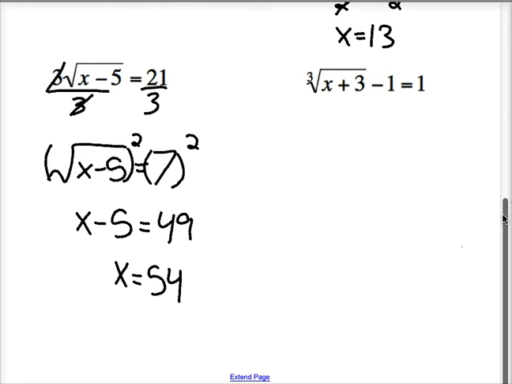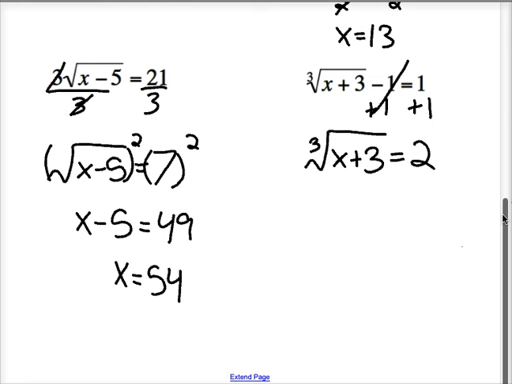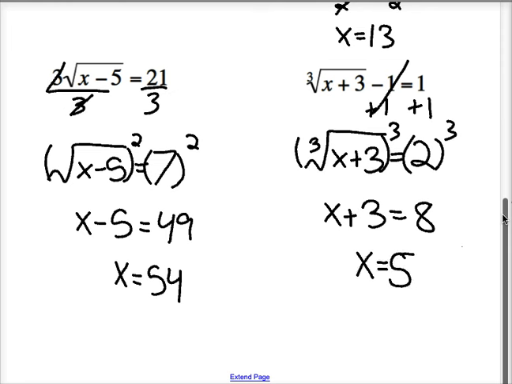This one, again, same story. I need to get the radical by itself first. And now that I have the radical by itself, now I can cube both sides to completely get rid of the root. And now just subtract 3. So nothing too horrible. Again, just big idea, realizing you need to get the radical by itself first, and then you have to solve whatever's left.